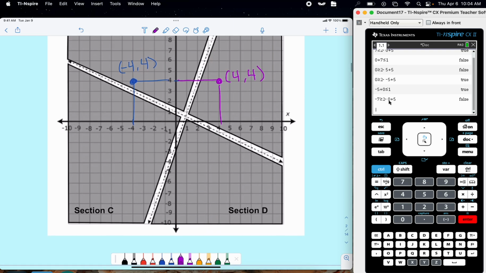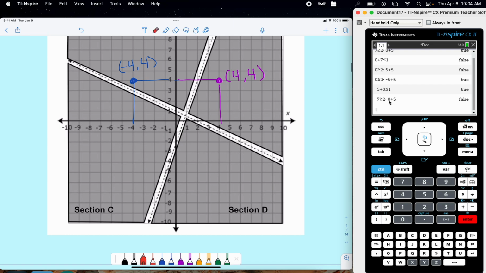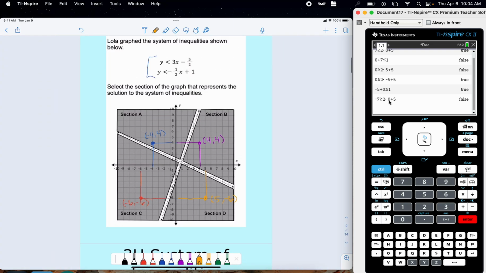Okay? Then section C, I'm going to grab -6, -6. I like these because you can't mess up replacing the x and y. They're the same number. Then in section D, this one won't have the same. We can do 5, -6. So then we're going to have to try these. We're going to have to try true and false for both of them.